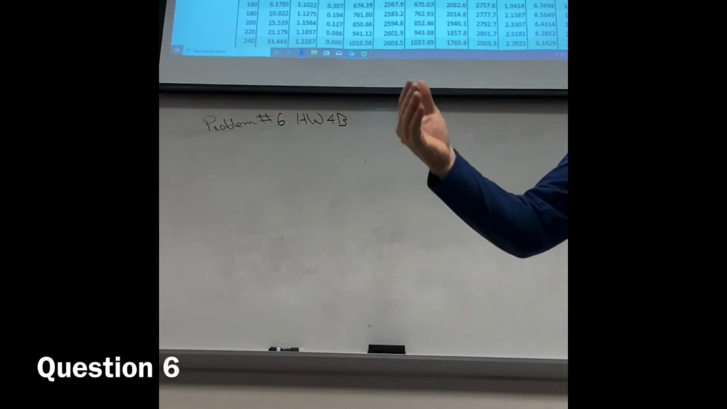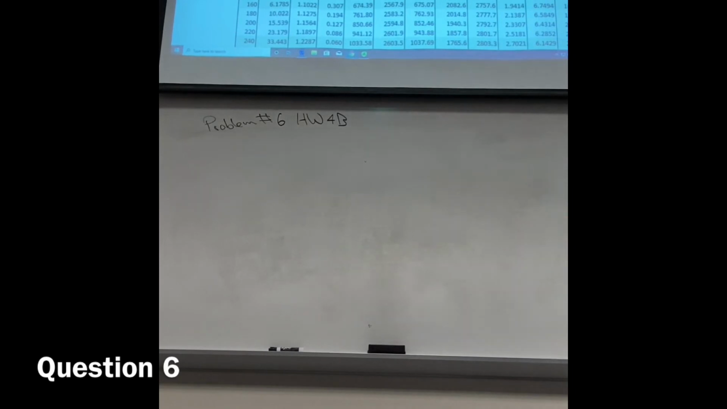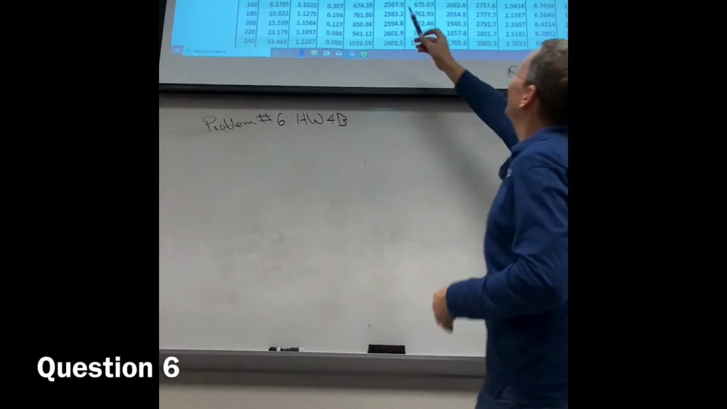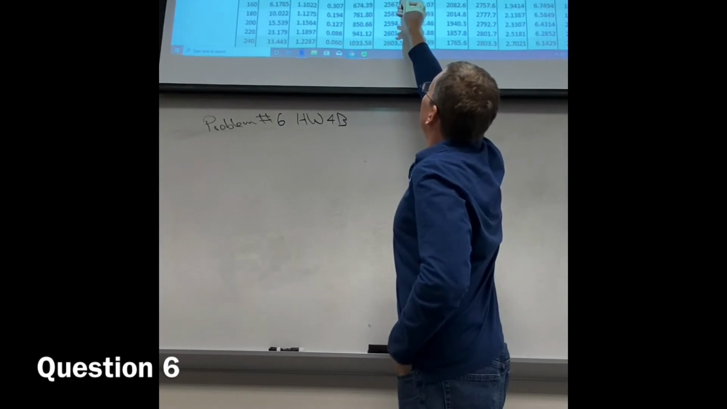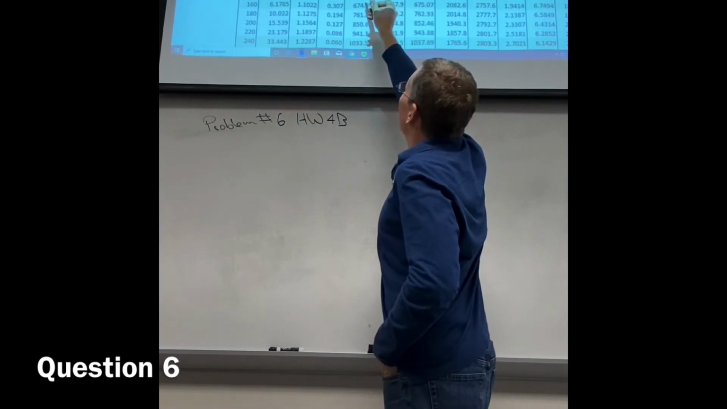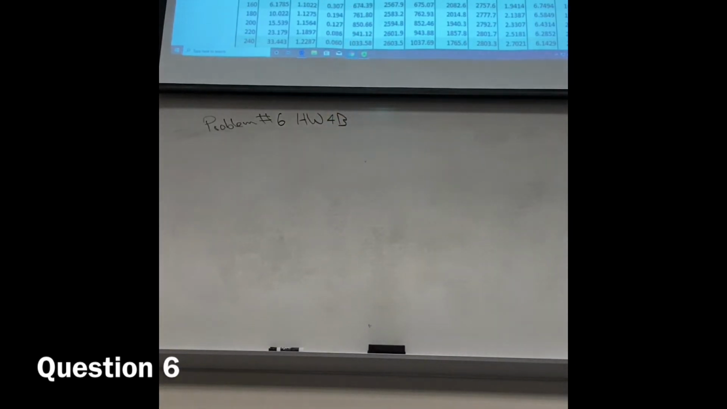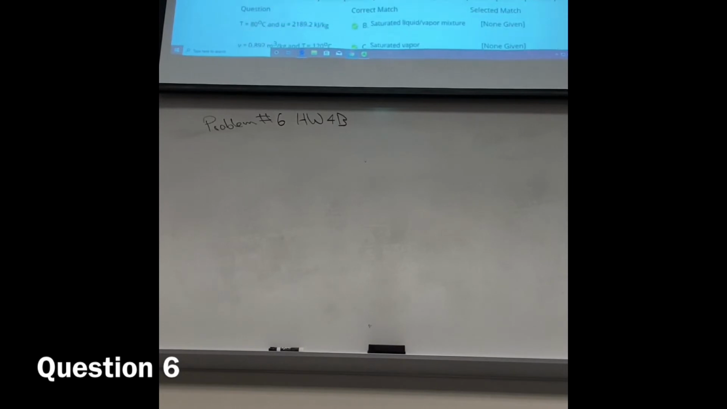Since I'm between the values, even if I'm at one of the limits, I'm in the right table, which means it's a saturated liquid vapor mixture. Now, if I'm right at the value of the upper limit, then I'm saturated vapor. If I'm at the UF value, then I could call it a saturated liquid. So it's a saturated liquid vapor mixture because I'm between the values.